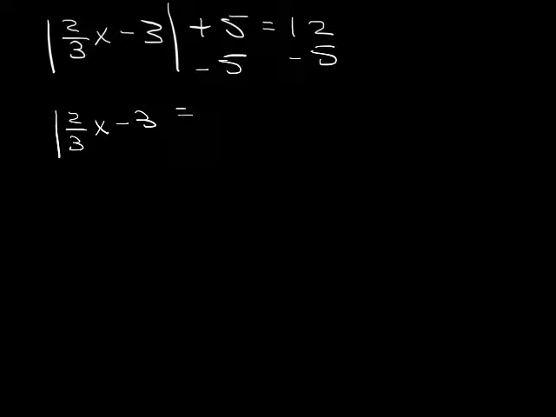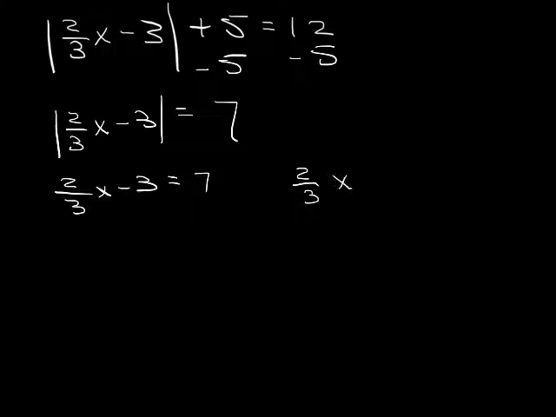So that equals 12 minus 5 is 7 there. Okay, let me put the other side there. All right, so now that we have the absolute value isolated all by itself on the left-hand side, we can get started. So then we've got 2/3 x minus 3 equals positive 7, and 2/3 x minus 3 equals negative 7. Okay? And then we solve for both of these, and we find out that x equals negative 6 over here when we do the math.